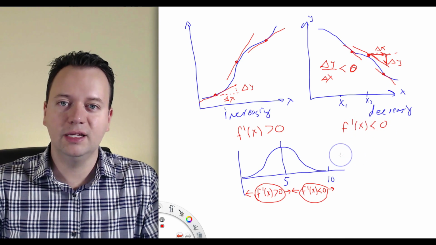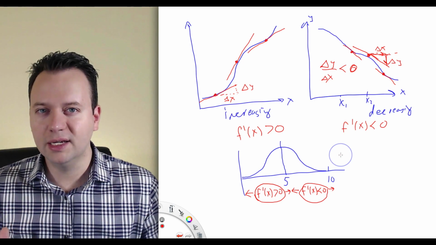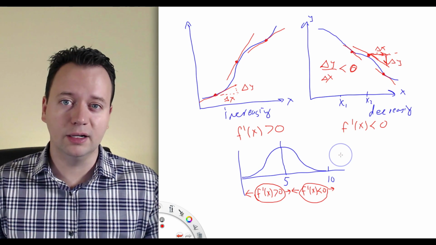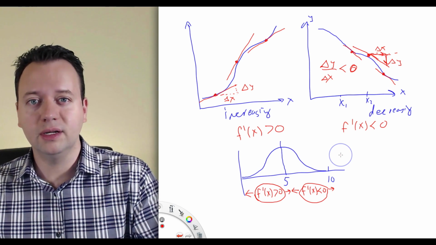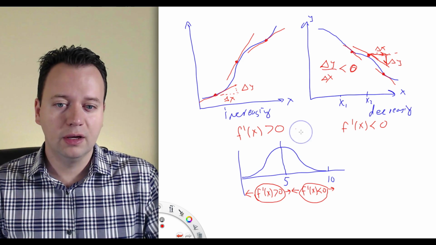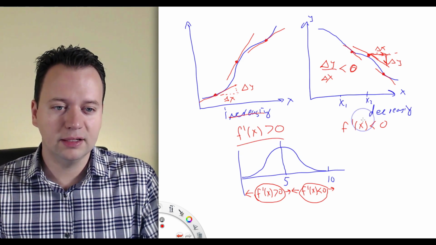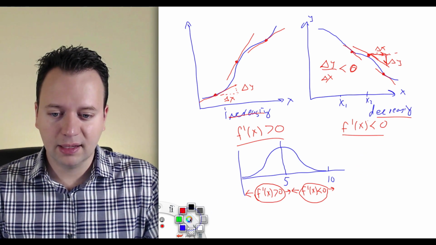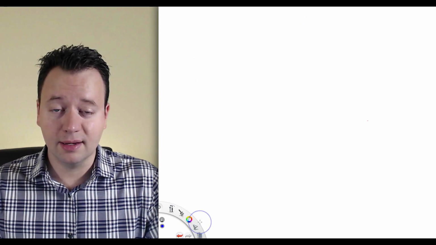Right? So it's pretty easy to remember. If the function's increasing, it's a positive rate of change, so the derivative is positive. If the function's decreasing, that's a negative rate of change, so the derivative is negative. So increasing, derivative positive, decreasing, derivative negative. So next, let's look at concavity.